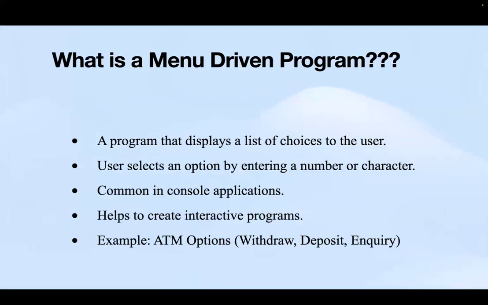Now, what is a menu-driven program? A program will display a list of choices, for example, 1 addition, 2 subtraction. Now, the user will have to select an option. For example, if the user types 1, addition. If the user types 2, subtraction. If the user types 3, exit from the program.